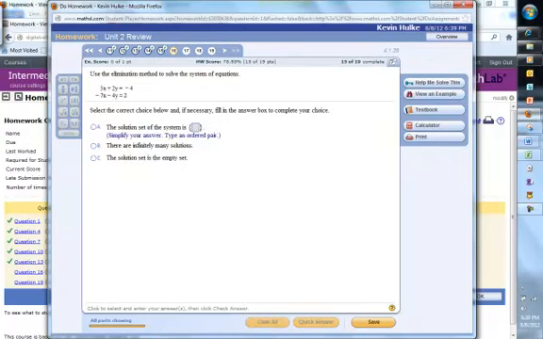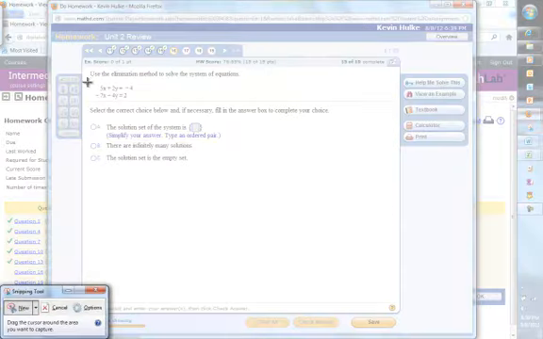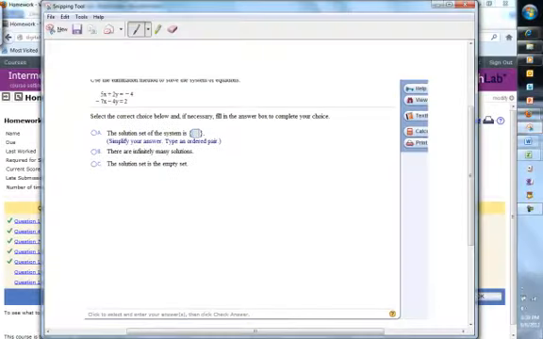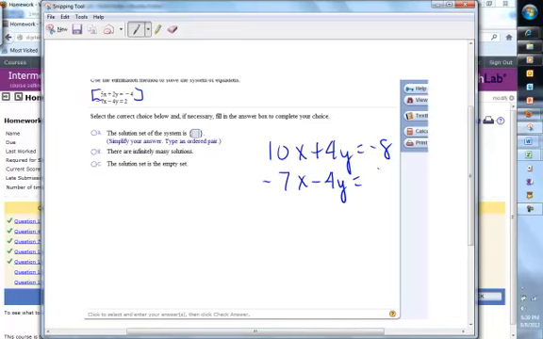Next one. Use the elimination method. Okay, let's multiply the top equation by 2, and we get 10x plus 4y equals -8. And -7x minus 4y equals 2. Add them together. These cancel. They are eliminated. 3x is -6, so x is -2.